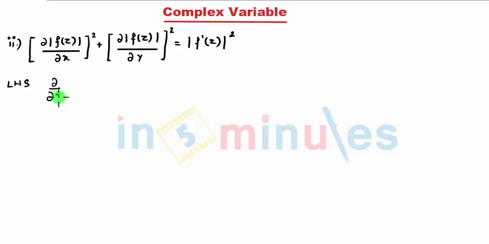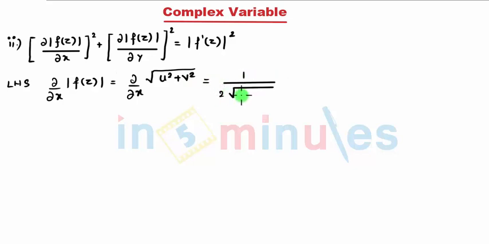So dou by dou x of mod of f of z comes as dou by dou x of under root u square plus v square. So we know differentiation of under root of function, that means differentiation of root x is 1 upon 2 root x. So I can write as 1 divided by 2 root x, that is u square plus v square.